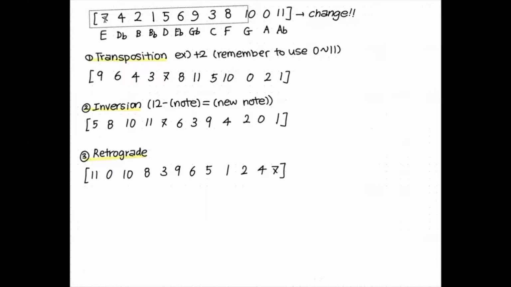So for example, because 12 minus 7 is 5, we have 5 here, 12 minus 4 is 8, so we have 8 here, and that is how we got the rest of the matrix from this original matrix.